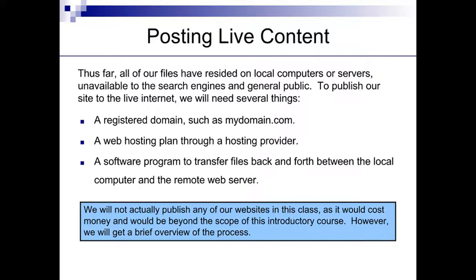So, in order to publish our site to the live internet, we need to do several things. First of all, we need to have a registered domain name, such as mydomain.com or utahmilitaryacademy.org or rectanglepress.com. You need to actually have a domain name in order to have your website on the World Wide Web.